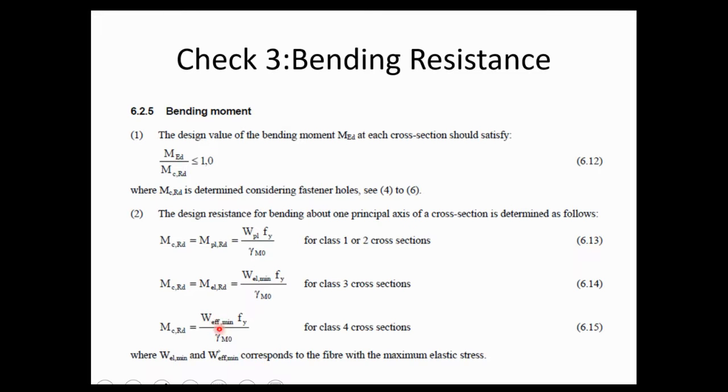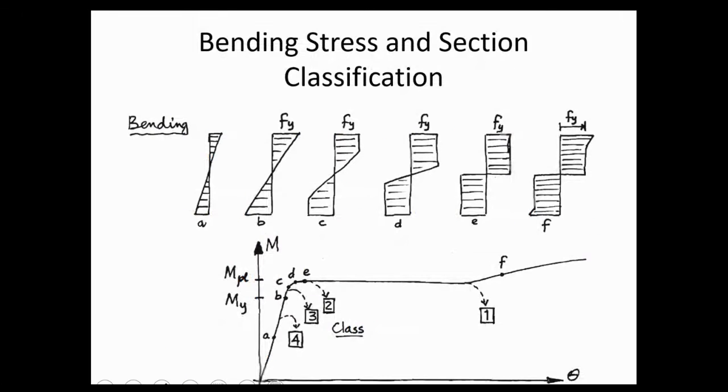So an effective modulus value is, multiply that by the material strength divided by the material factor of safety in there. So the elastic modulus and the effective modulus corresponds to the fiber with the maximum elastic stress. That would typically be the fiber at the very outside edge, so the top of the flange, the outside of the top flange, or the soffit, the bottom side of the bottom flange. Okay, so as I said, depends on where we're at.